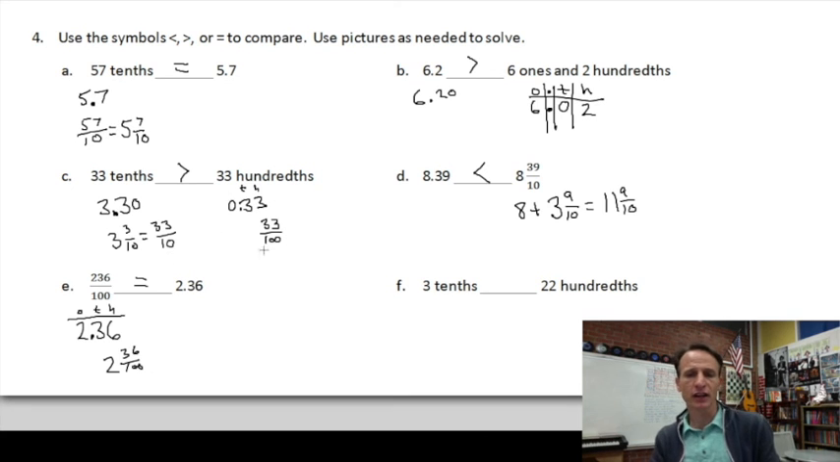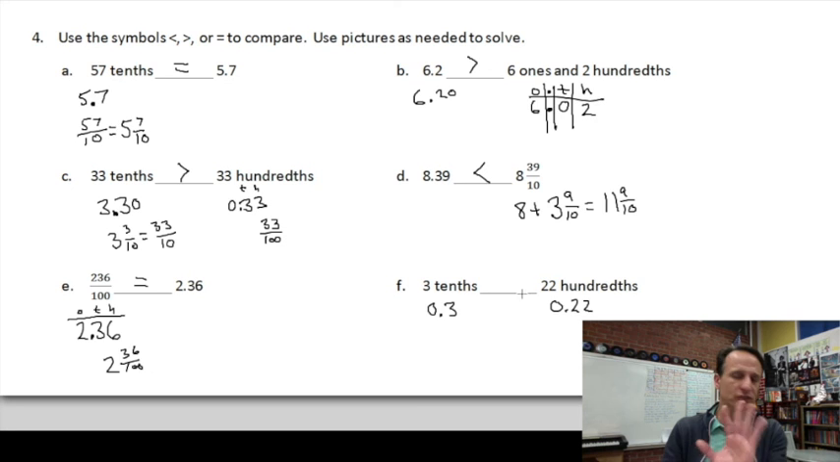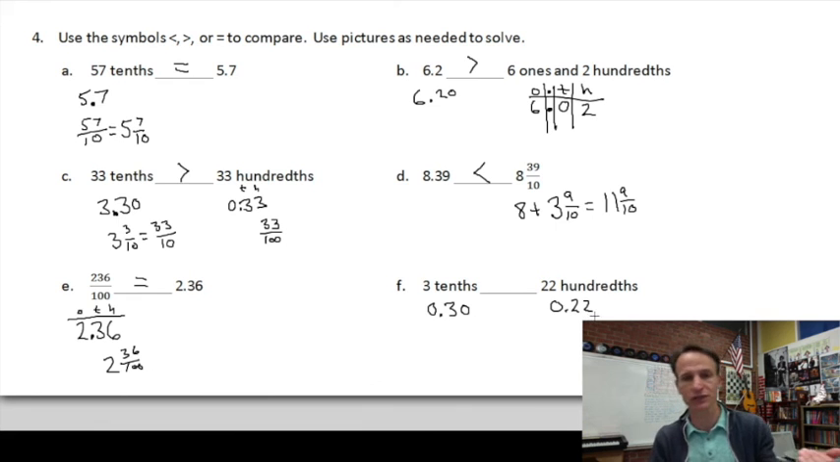Good one. All right, so 3 tenths. Hey, we can write 3 tenths. We know what that looks like. A 3 in the tenths place, right? And we can write 22 hundredths. We know what that looks like. We write 22 such that it ends in the hundredths place right there. Now to make this just a little bit clearer, 3 tenths we know is equal to 30 hundredths, just as 3 dimes equals 30 cents, right? 30 hundredths compared to 22 hundredths, 30 cents, 22 cents. Yes, that one is greater.